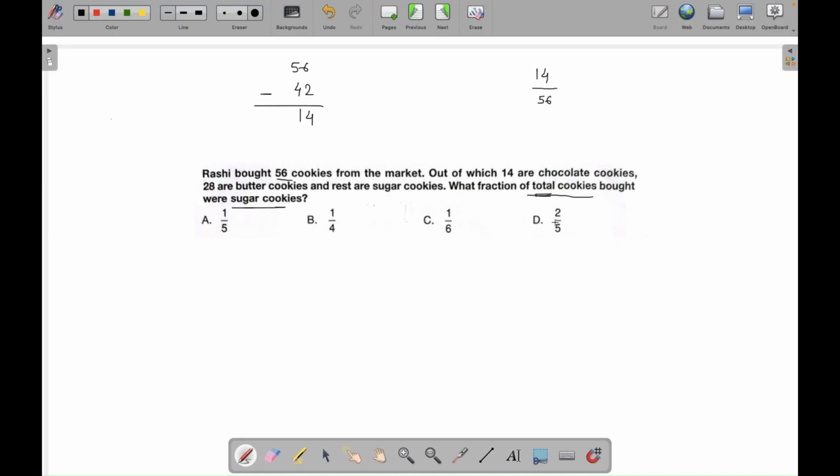Now we don't have it in the options, so we have to simplify this, right? So if you remember the table for 14, 14 times 4 is 56. So both of them have 14 as a factor. So 14 divided by 14 and 56 divided by 14. So this is 1 and this is 4.